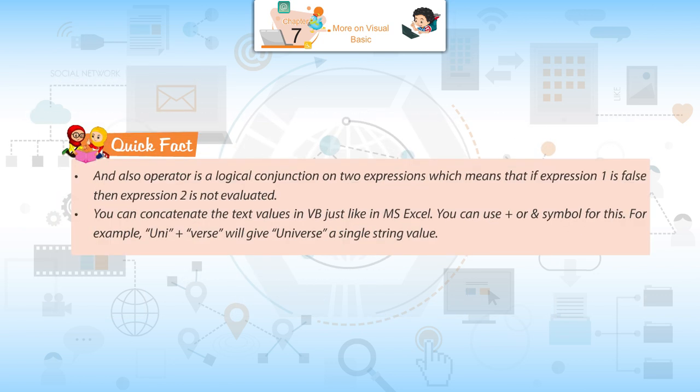Quick fact. The And operator is a logical conjunction on two expressions, which means that if expression 1 is false, then expression 2 is not evaluated. You can concatenate the text values in VB, just like in MS Excel. You can use the plus or ampersand symbol for this. For example, "uni" plus "verse" will give "universe", a single string value.